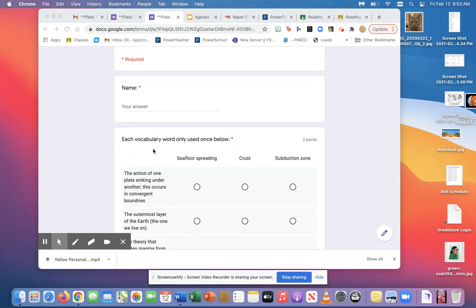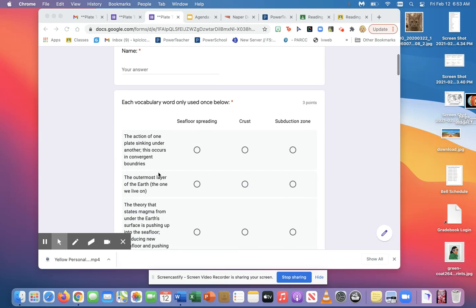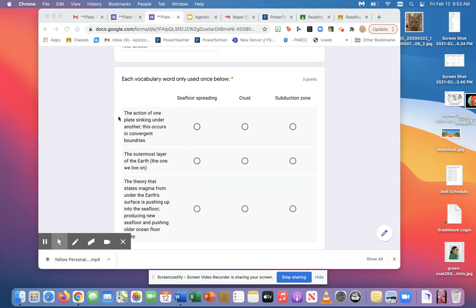Okay, so now what we're going to do is three matching at a time. It says each vocab word is only used once. Okay, so here we go. It says the action of one plate sinking under another, and this occurs in convergent boundaries. So is that seafloor spreading, crust, or subduction, or sometimes we call it subduction zone? The action of one plate sinking under another. Go ahead and click which answer that is.